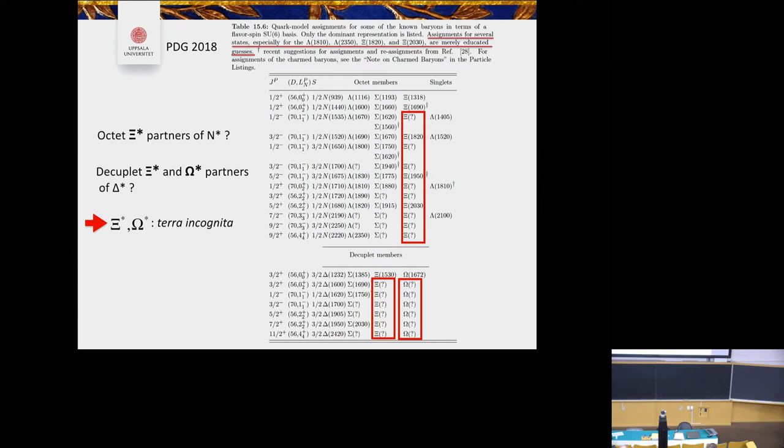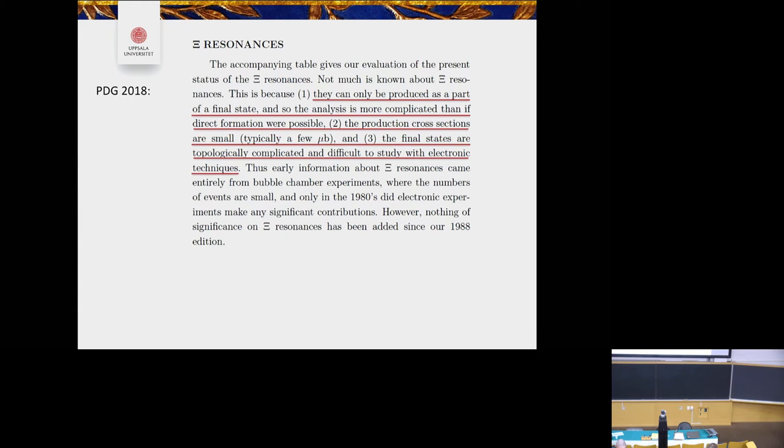In fact, where are the octet partners of the N stars? This is the PDG, just question marks all over the place. And for the decuplet members, nothing is known apart from the ground state hyperon. And I find it a bit amusing. This is the PDG 2018. They say, "Not much is known about the cascade resonances. This is because they can only be produced as part of the final state, so the analysis is more complicated than if direct formation were possible." Well, that's exactly what you can do with P P-bar. You can produce them in pairs directly. So it's a game changer.